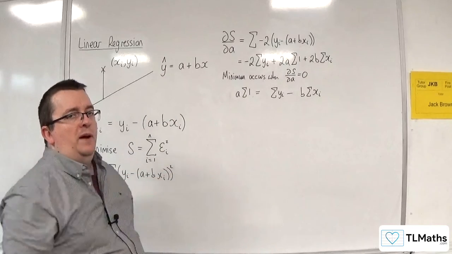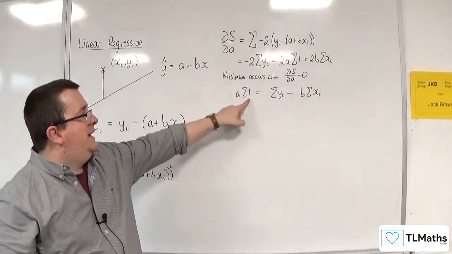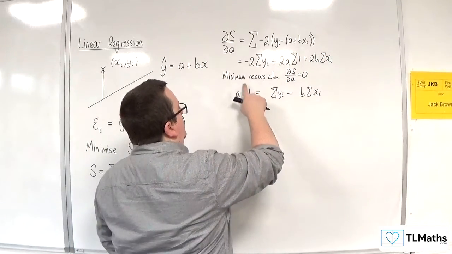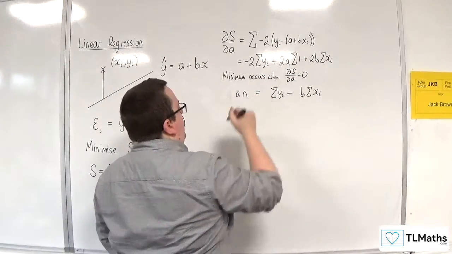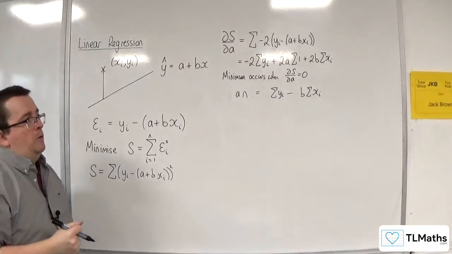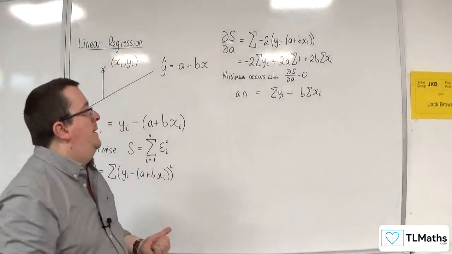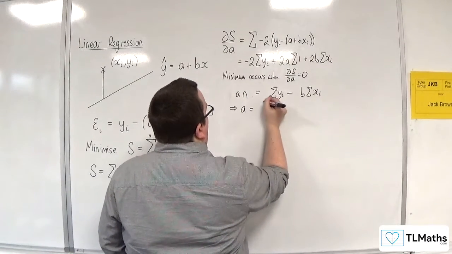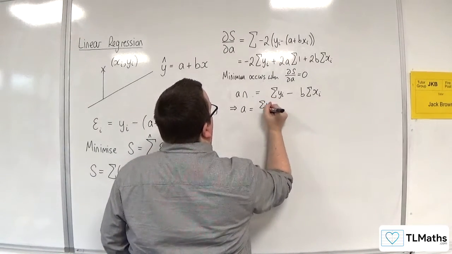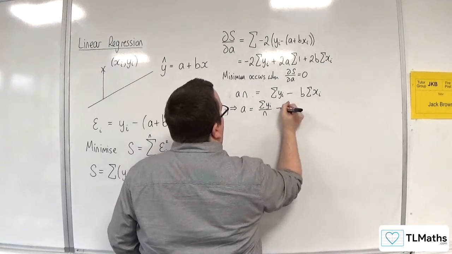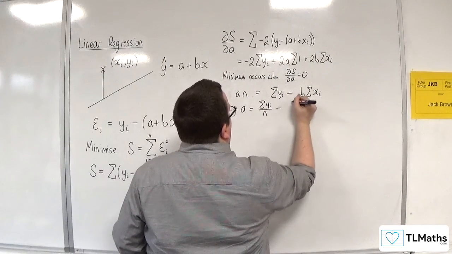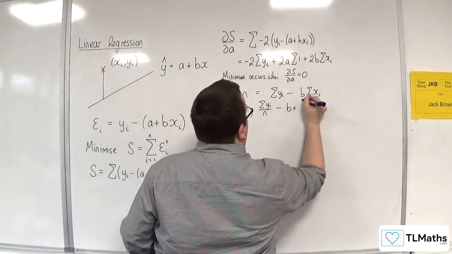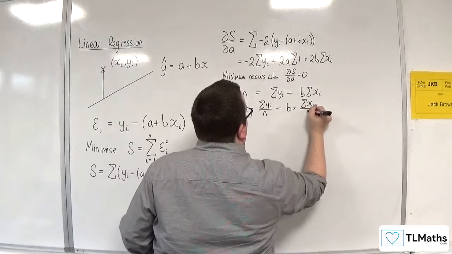Now, the sum of 1 from i is 1 to n is 1 plus 1 plus 1 plus 1 plus 1 plus 1, n times. So how much is that? Well, the sum of 1 has got to be equal to n. So the sum of 1 is n. Okay, so I've done a few little simplifications there, and now I can divide through by n, so that a is equal to the sum of yi over n, take away b times the sum, oh, whoops, I wrote a square root symbol there, times the sum of xi over n.